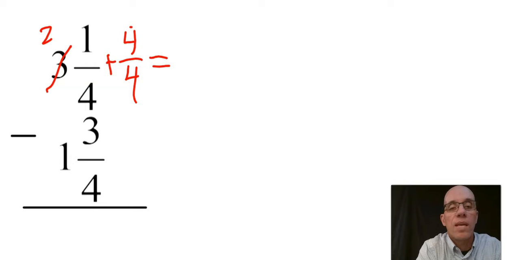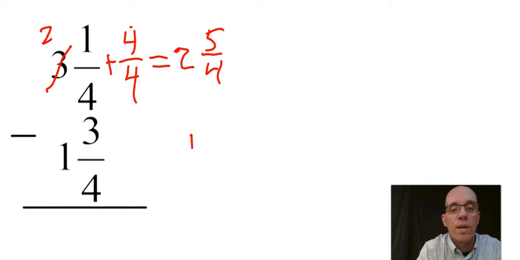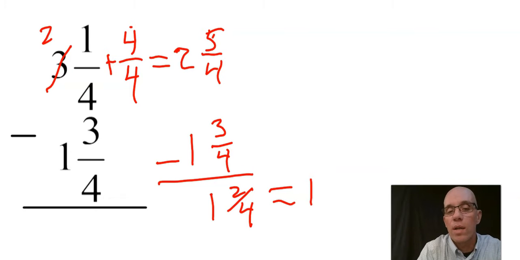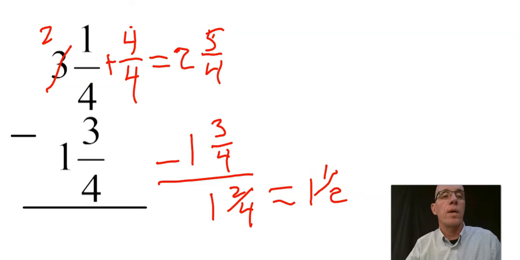So now, 3 and 1/4 is the same thing as 2 and 1/4 plus 4/4, which is 5/4. So now I've rewritten it so that I can subtract. 3/4 from 5/4 is 2/4. And 1 from 2 is 1. That's your answer, and we can simplify 2/4. So this is 1 and 1/2. That is your answer. Okay, it's borrowing, or regrouping, like we did when we were adding and subtracting back in elementary school.